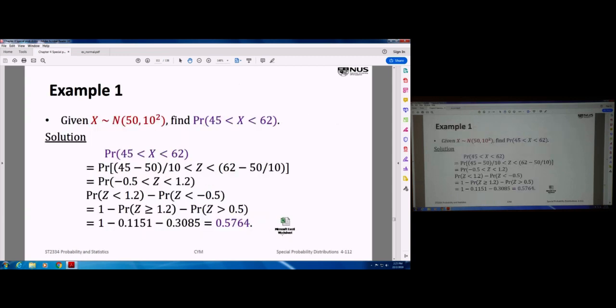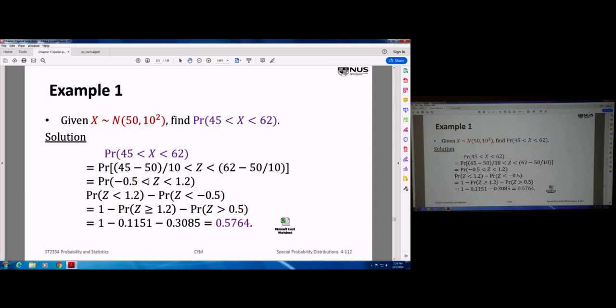Very good. So let's see an example of this. X is Gaussian distributed with mean 50 and standard deviation 10. I want to compute the probability that X is less than 62 and bigger than 45. There may be reasons why you want to do that. So what do we do? We use this standardization process. I've got X, I subtract its mean, which is 50, and I divide by its standard deviation, which is 10, which means this limit becomes 45 minus 50 over 10, and this one becomes 62 minus 50 over 10, which is the probability that Z lies between minus 0.5 and 1.2.